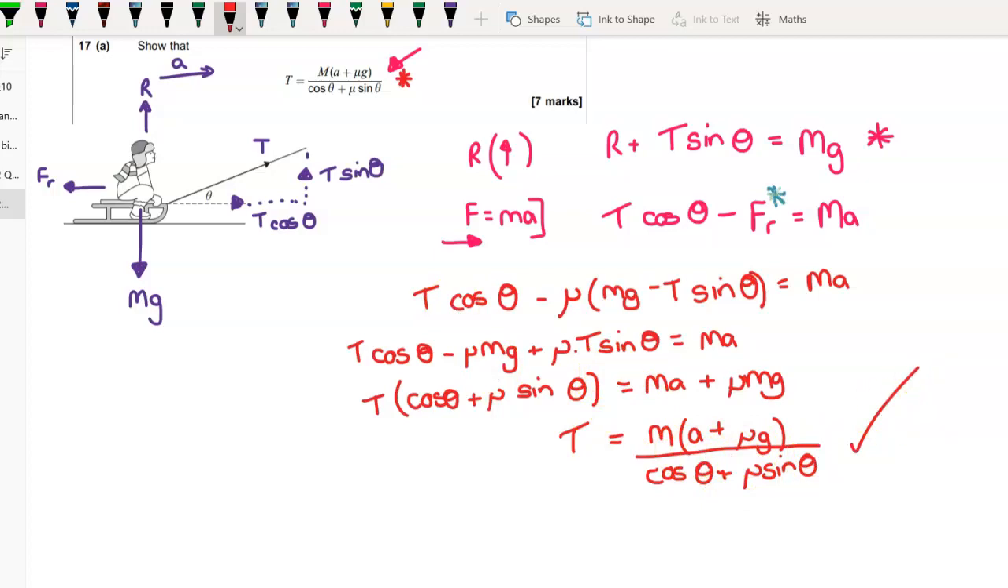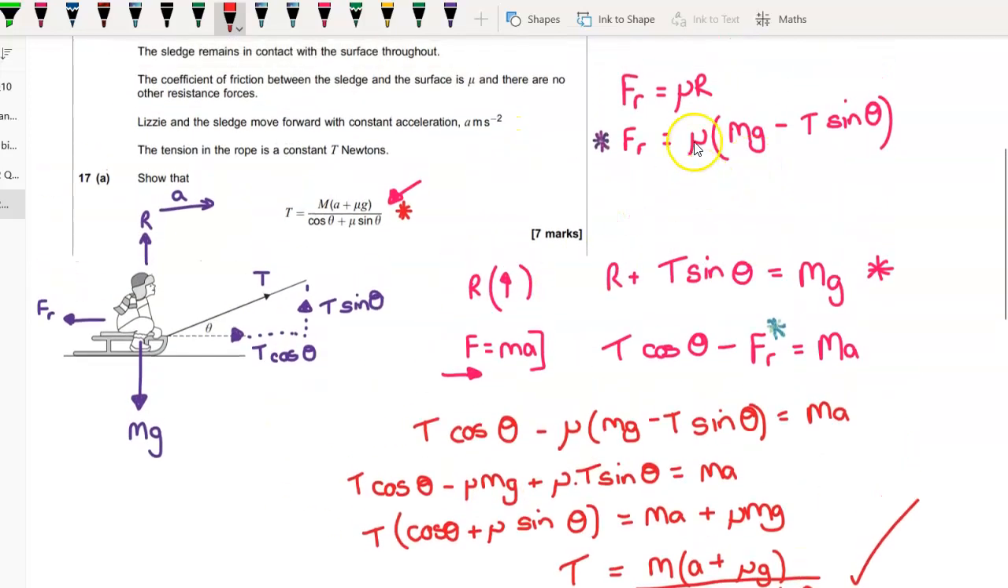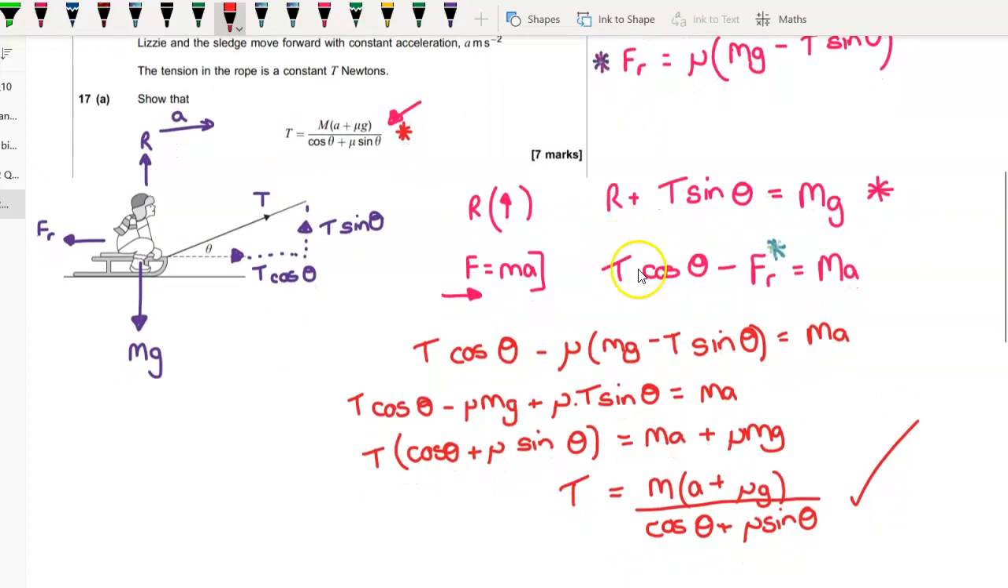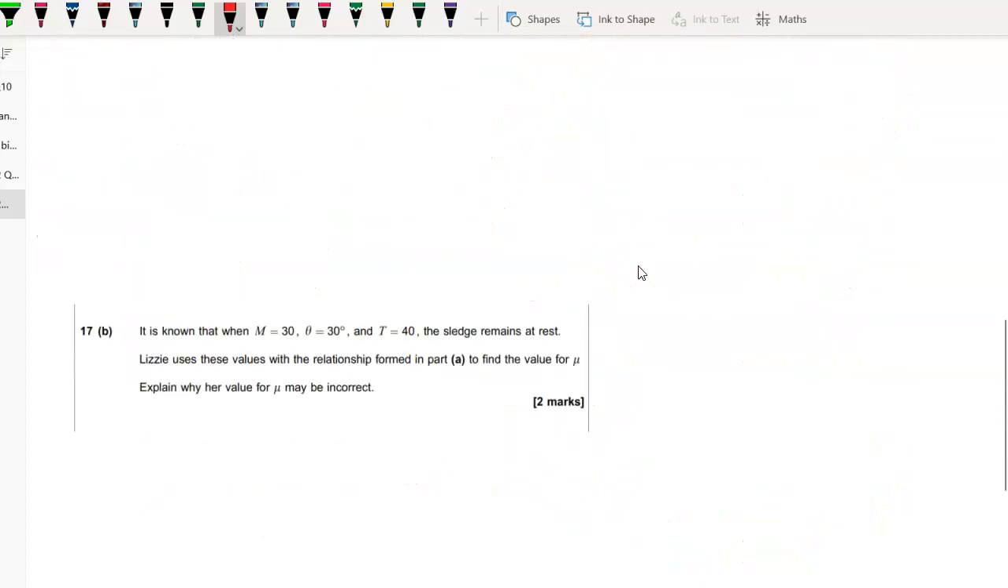Okay, so just ask yourself, have you done those 3 things? Have you resolved vertically? Have you done F equals ma? And have you done friction equals mu R? Those 3 equations give you everything you need there. Okay, right, so moving on.